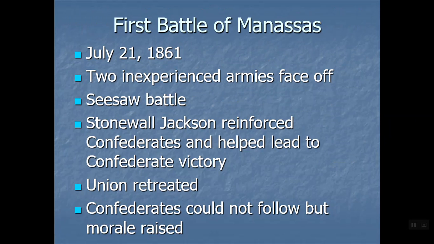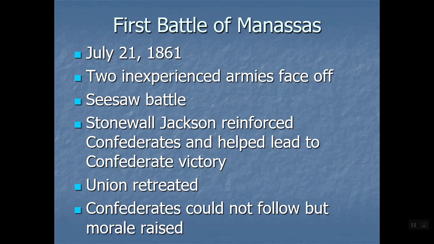So what we discover at this battle is both armies are very inexperienced. They're what we would call green soldiers. They're young. They are naive to what war is going to look like. It's a seesaw battle. There's no one decisive side kind of taking the lead. The Union would advance, and then the Confederacy would advance. Some takeaways from this battle is Thomas Jackson leading a regiment of the Confederate Army. This is where he gets his nickname known as Stonewall, because he encouraged the Confederates not to retreat and helped lead them to a Confederate victory.